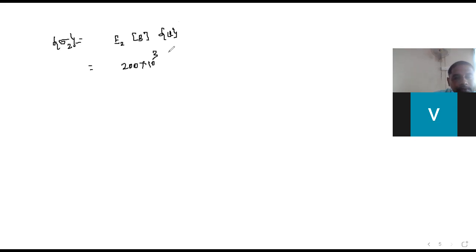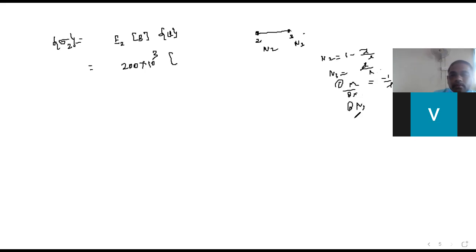And B, actually for B, this is 2, this is 3. This is N2 and N3 that we put. So here N2 is equal to what? 1 minus x by L. And N3 is equal to x by L. Okay. So similarly, if you put, dou N2 by dou x is minus 1 by L, and dou N3 by dou x is equal to plus 1 by L. Okay. So substitute this value here, and you will get minus 1 by L2 actually.